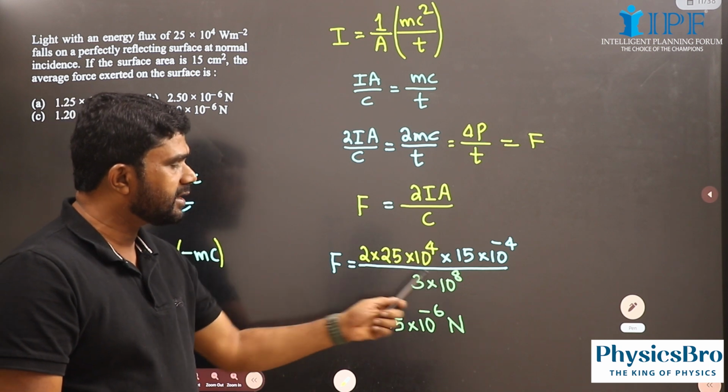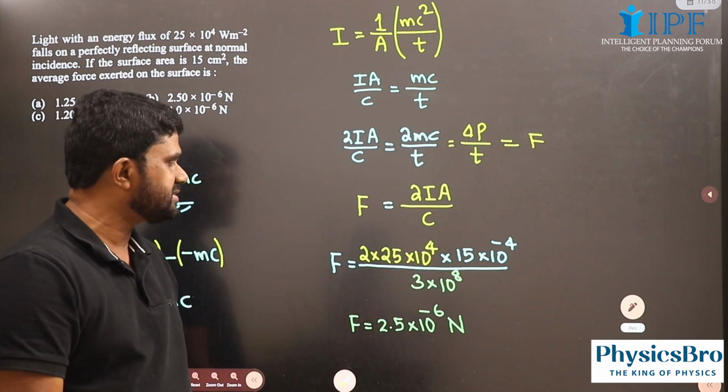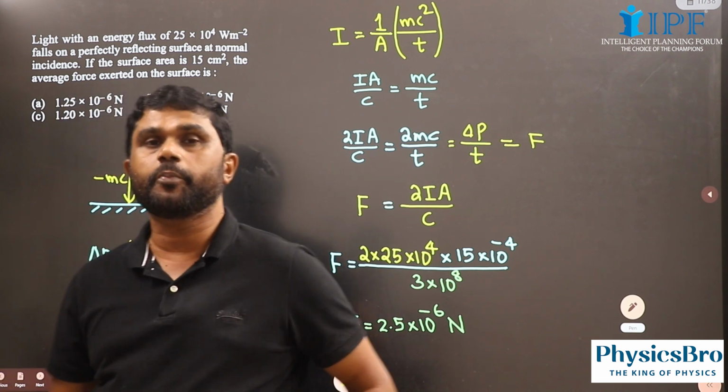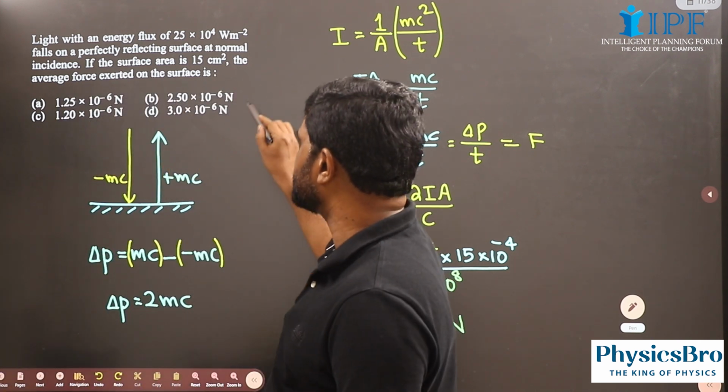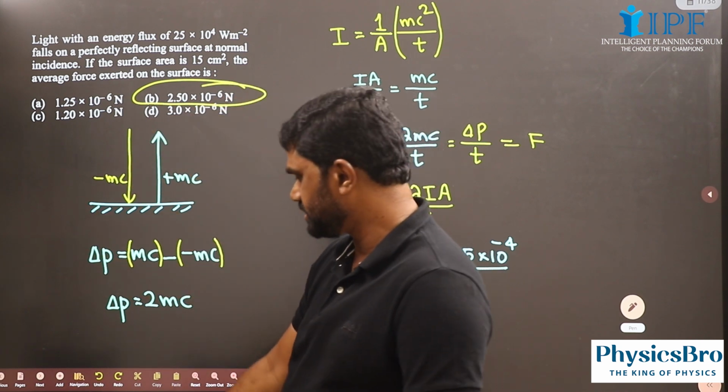10 in the numerator and 10 raised to 8 in the denominator. So it will be 10 raised to minus 7. And we will get 25 into 10 raised to minus 7, or 2.5 into 10 raised to minus 6. Okay, 2.5 into 10 raised to minus 6 Newton.